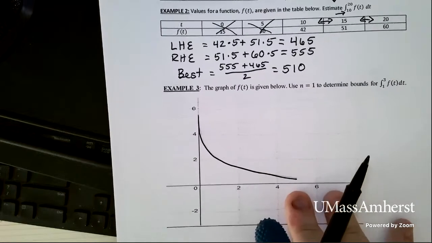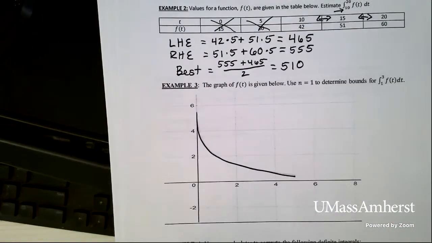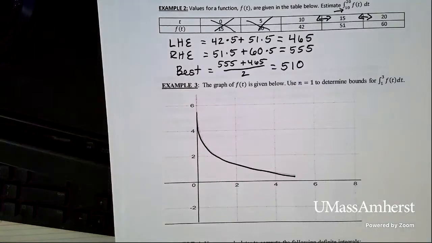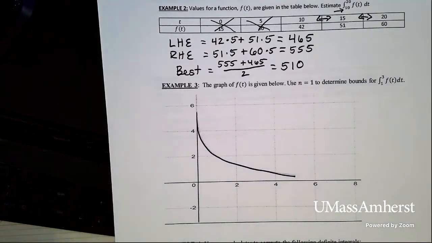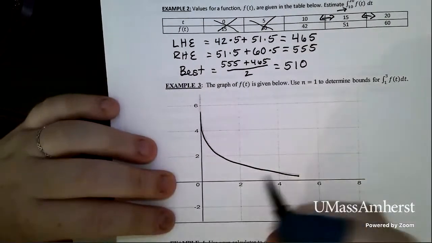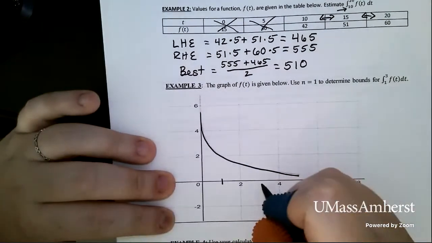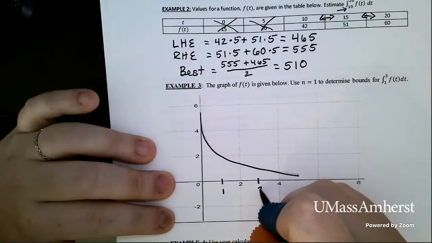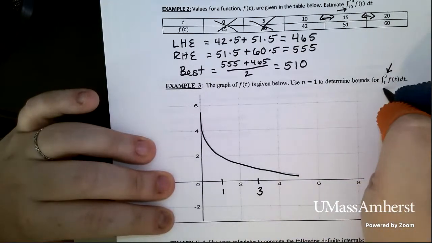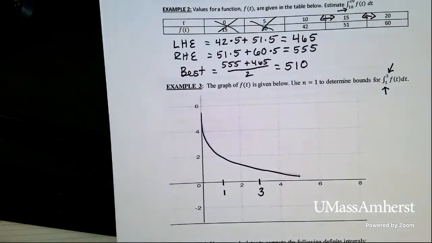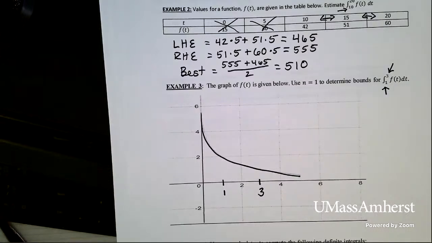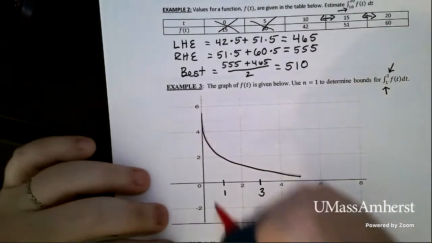Okay, example 2 is sort of similar, but now we have a graph. We want to use n equals 1 to determine bounds for the area between 1 and 3. So let's figure out where 1 and 3 are here. Okay, so again, the endpoints are giving us important information about what we're approximating. So n equals 1 means that we're going to have one rectangle to approximate this area. So again, we can do a left hand or a right hand. So let's do the left hand first.